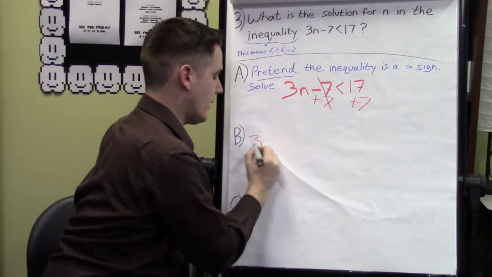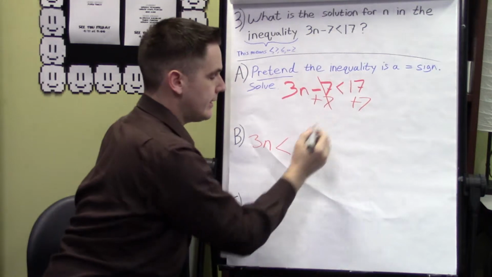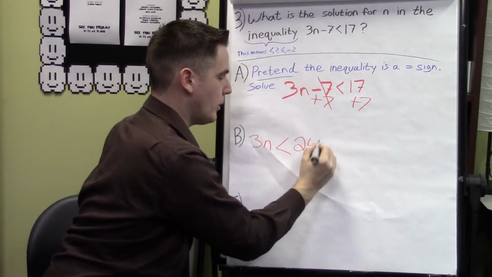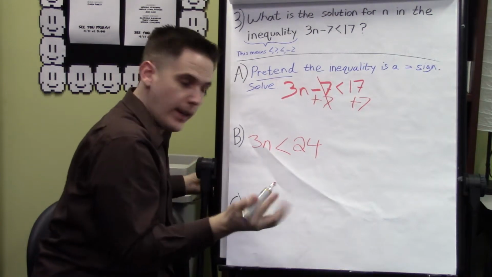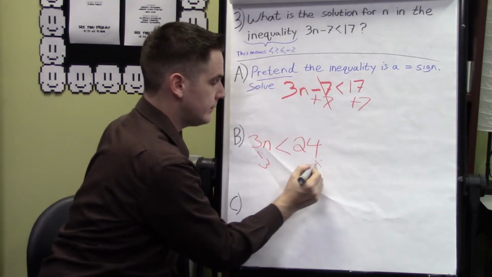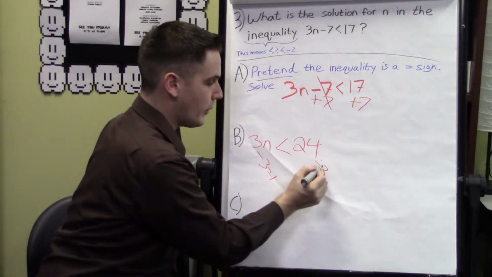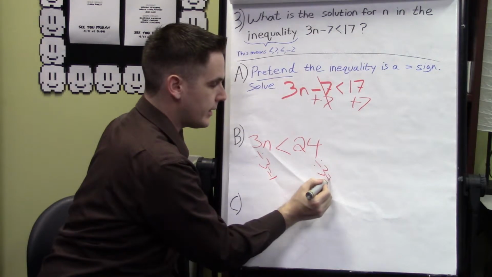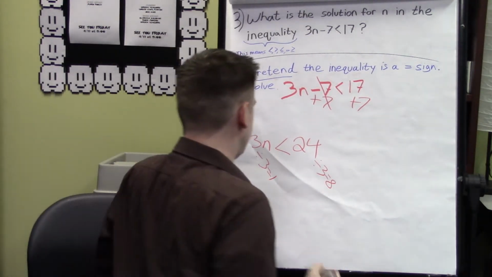That's going to leave us with 3n less than 7 plus 17, which is 24. Then we're trying to get the n, or the variable, all by itself. So divide by 3, divide by 3. 3 divided by 3 equals 1. 24 divided by 3 is going to equal 8.